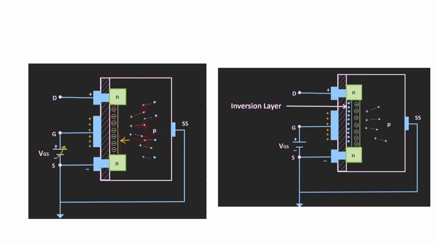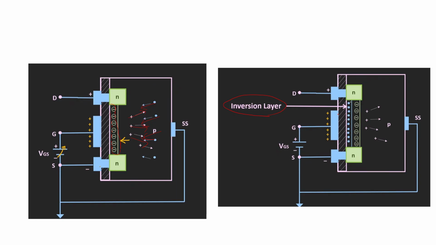When we apply VGS, this positive voltage repels the holes towards the substrate and attracts the minority electrons towards here. This layer of negative electrons is called the inversion layer, because the substrate is P but the electrons are formed here. So it is an inversion layer, and it forms a channel. That's the use of VGS.